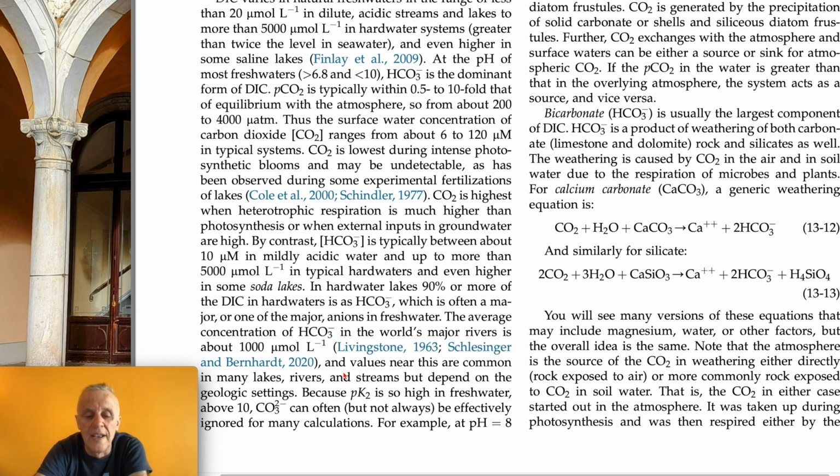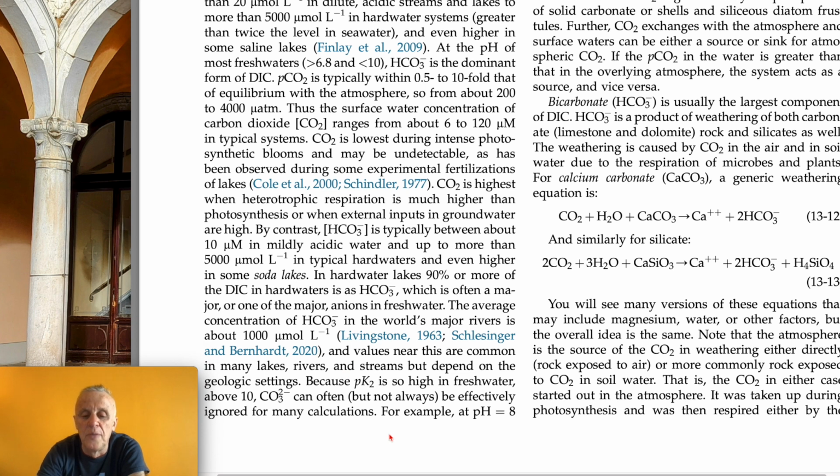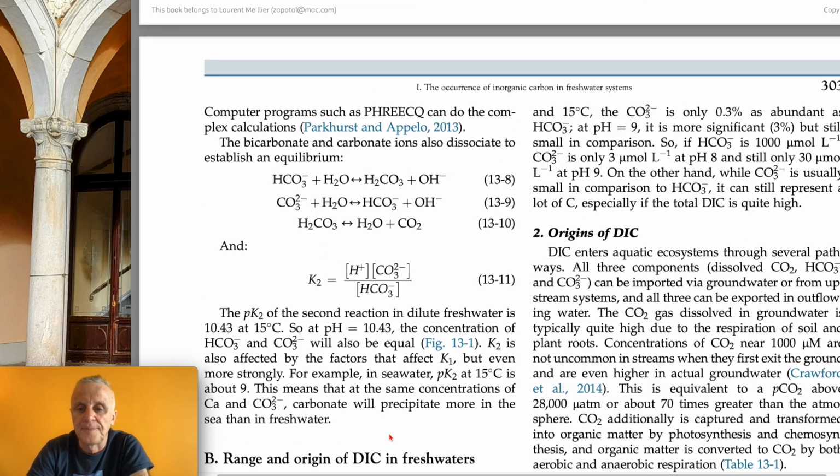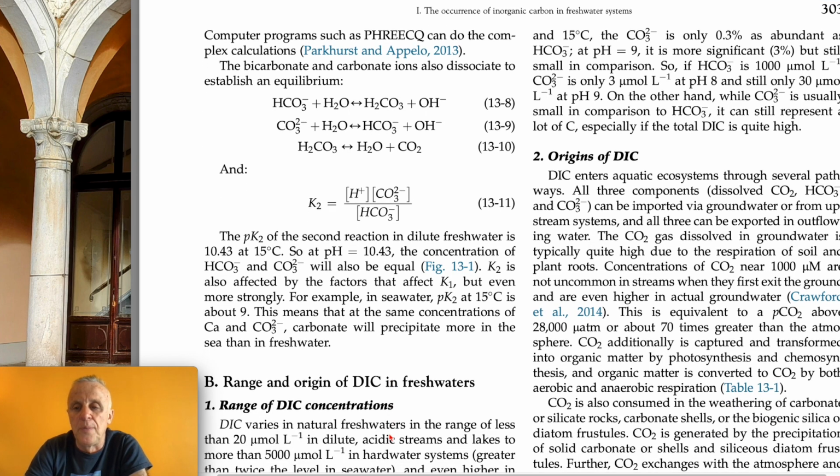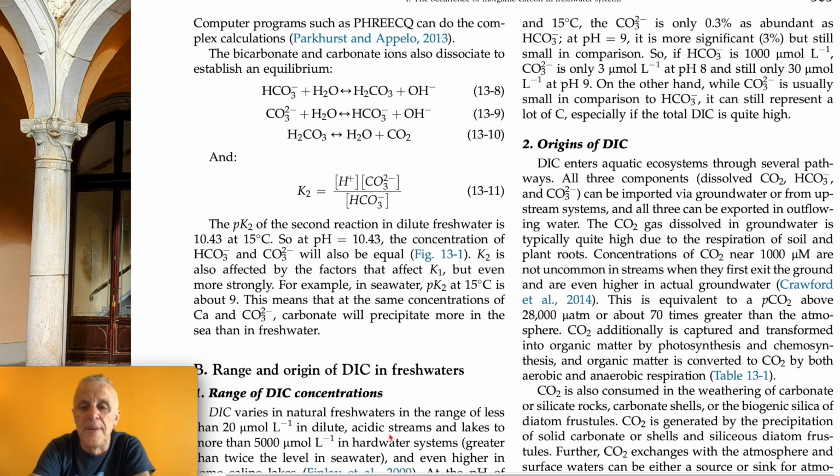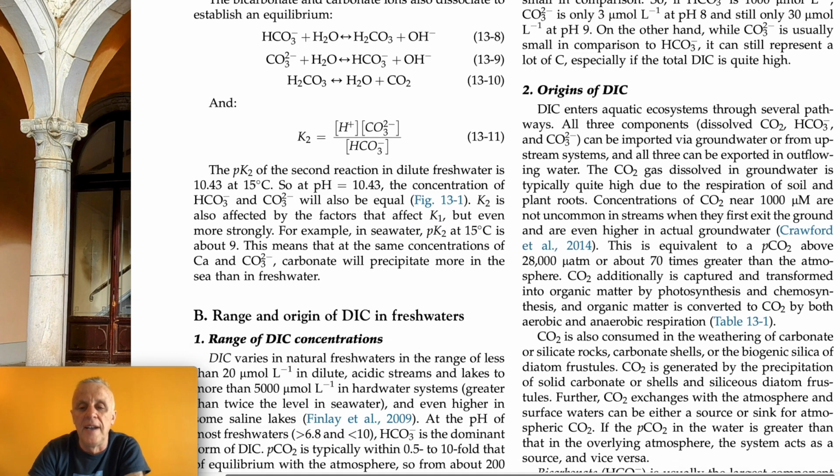Because pK2 is so high in freshwater, above 10, carbonate can often but not always be effectively ignored for many calculations. For example, at pH 8 and 15 degrees C, the carbonate is only 0.3% as abundant as bicarbonate. At pH 9, it is more significant, 3%, but still small in comparison. So if bicarbonate is 1,000 micromoles per liter, carbonate is only 3 micromoles per liter at pH 8, and still only 30 micromoles per liter at pH 9. On the other hand, while carbonate is usually small in comparison to bicarbonate, it can still represent a lot of carbon, especially if the total DIC is quite high.